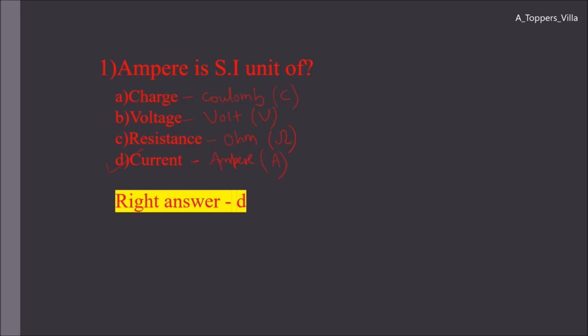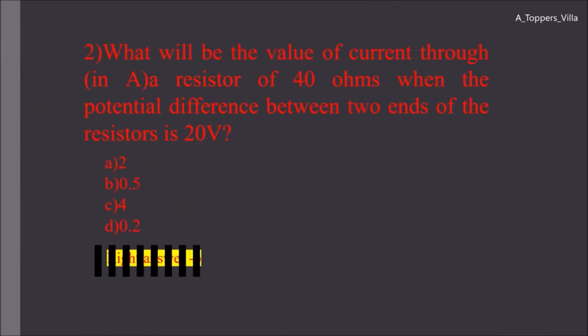What will be the value of current through a resistor of 40 ohms when the potential difference between the two ends of the resistor is 20 volt?